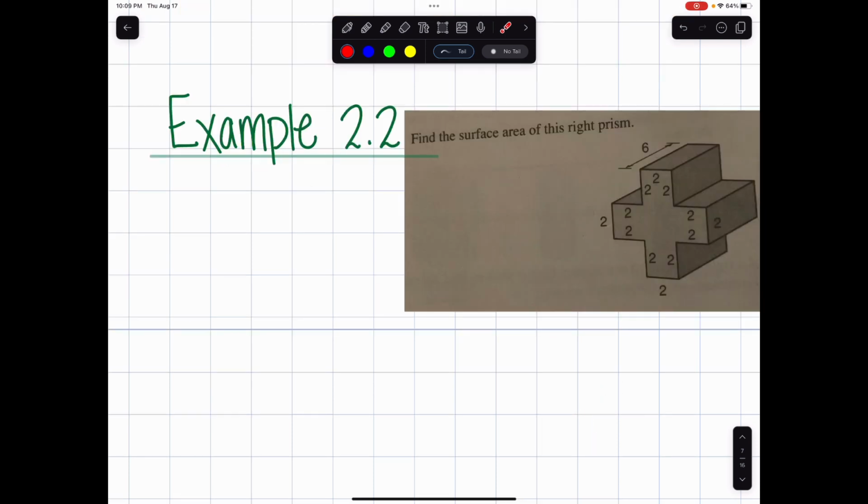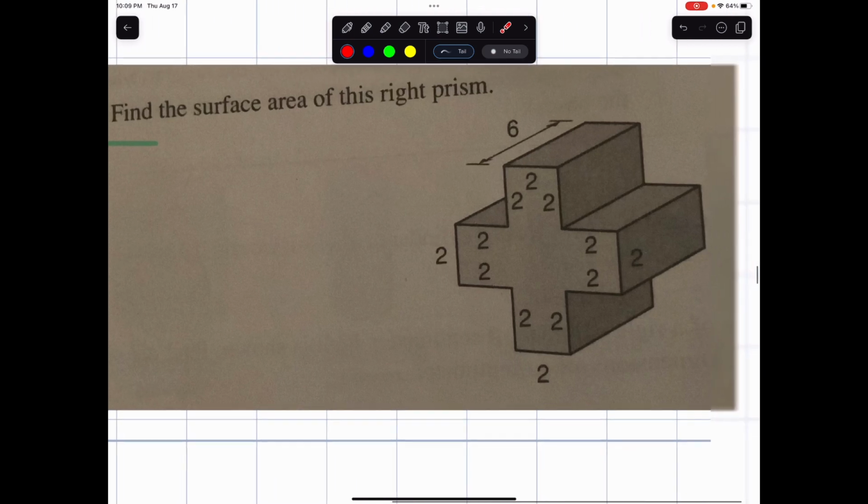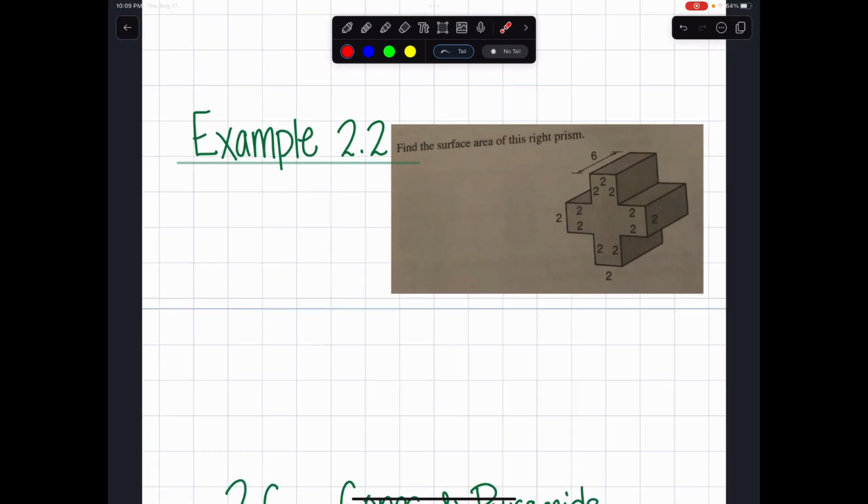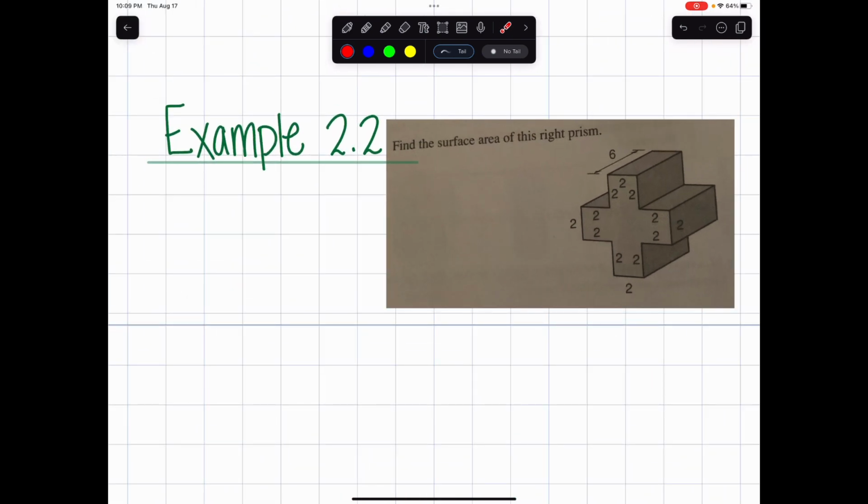Let's go to example 2.2. This is going to look complicated, but I promise it is not that complicated. They want you to find the total surface area of this. Like if you had to wrap that in wrapping paper, how much wrapping paper would you need without any overlap? Whew, that is tricky. All you have to do is find the lateral surface area of this part, all of this shaded part. That's going to be the lateral surface area.